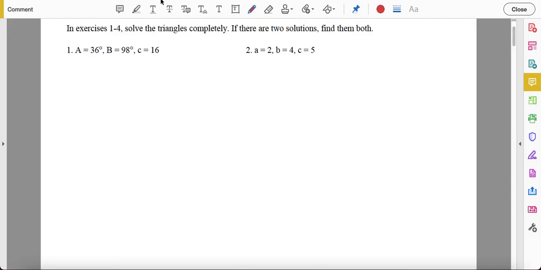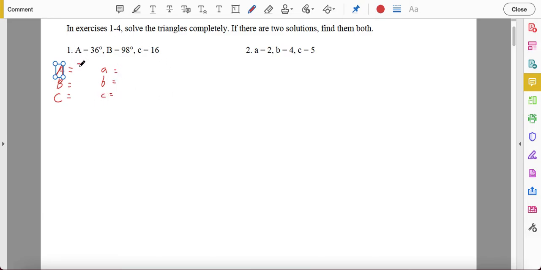Alright, so in exercises 1 through 4, we're going to solve the triangles completely, and if there are two solutions, we're going to find them both. So we always start these by setting up a table of our givens. We got A, B, and C, and these are our angle measures. Remember, capital letters are angle measures, while lowercase letters represent side lengths.